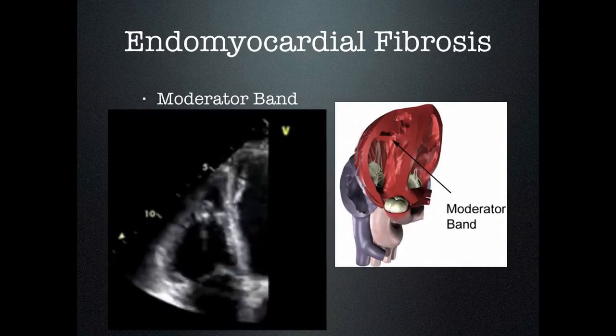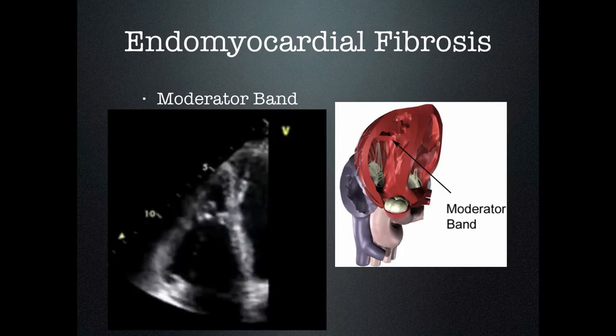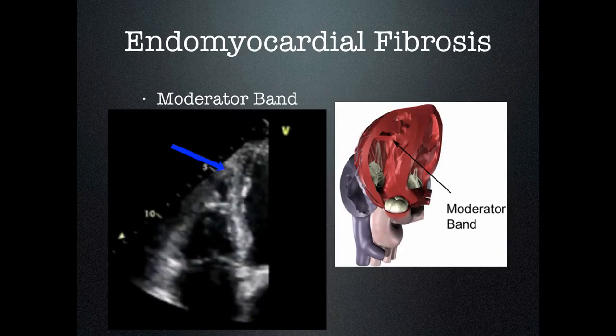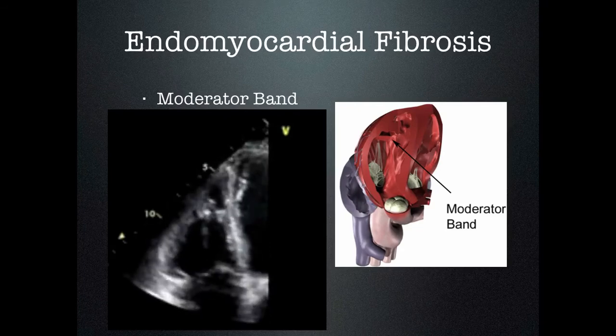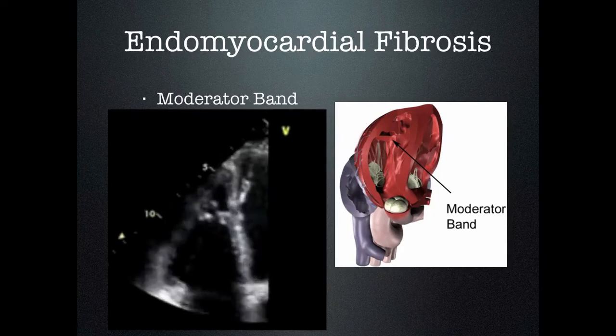And in case you didn't know what a moderator band was, the moderator band is in the right ventricle. It's a hyperechoic structure coming across near the apex. It is generally hyperechoic, but in this case, this band is too hyperechoic or too thickened and is easily seen.